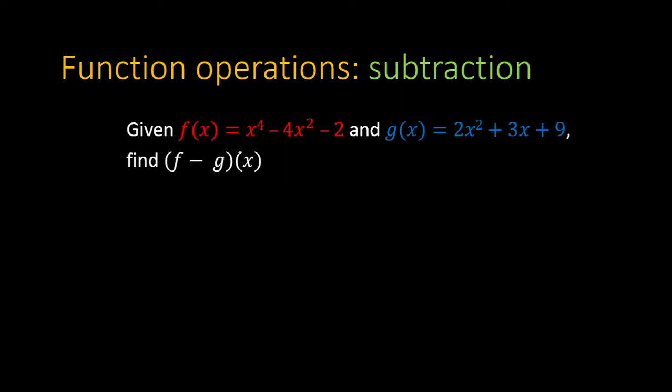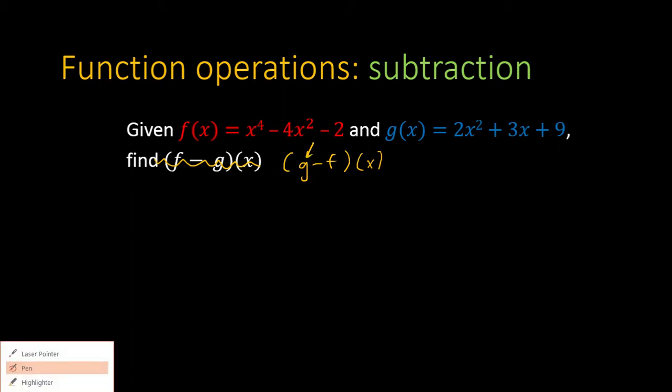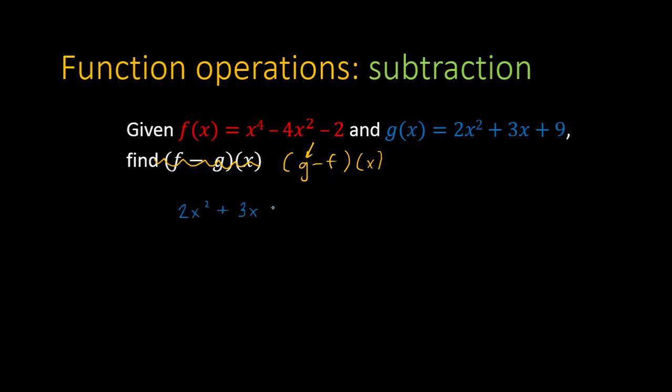And in fact, just to do something different, let's find g minus f of x. So it won't always be f plus g, f minus g, f times g, okay? Sometimes g will be listed first, in which case we switch the order. So I would write g first, which is 2x squared plus 3x plus 9, and then I will subtract f of x, which is x to the 4th minus 4x squared minus 2.